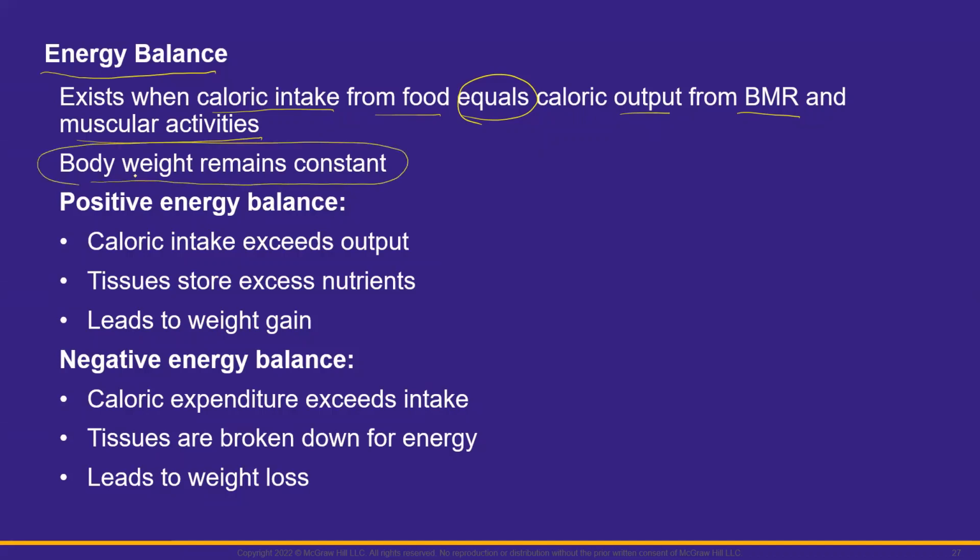Okay, however, our body sometimes has a positive or negative energy balance. Positive energy balance is where the calorie intake exceeds the output. So you have more calorie intake than the calories that we use for exercise, for example. The tissue will store the excess nutrients, mostly in the form of fats, in adipose tissue, and it will lead to weight gain.